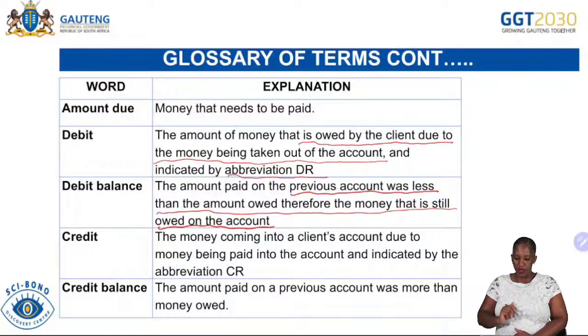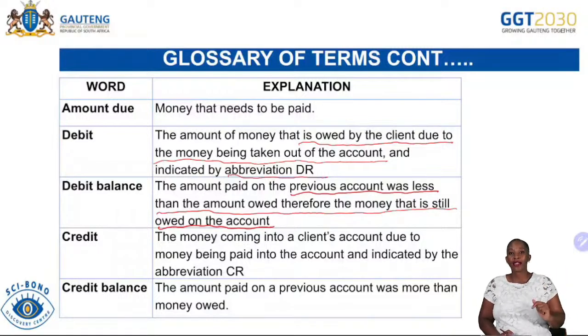I hope you understood that. It says the debit balance is the amount paid on the previous account was less than the amount owed. Therefore, the money that is still owed on the account. We call it a debit balance. I hope now it's clear. Remember I said you're supposed to pay 500 and then you did not pay 500. You only paid them what? 300 rand. So it is 200 rand less. That 200 rand less is what we call the debit balance.